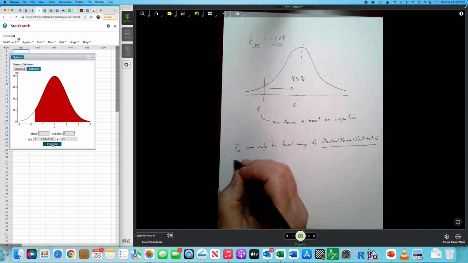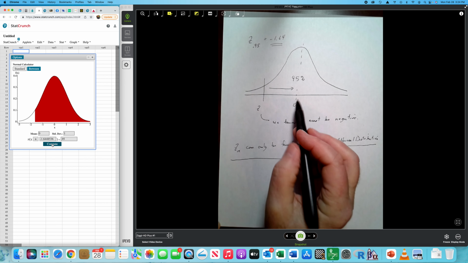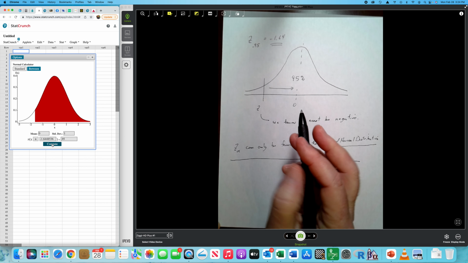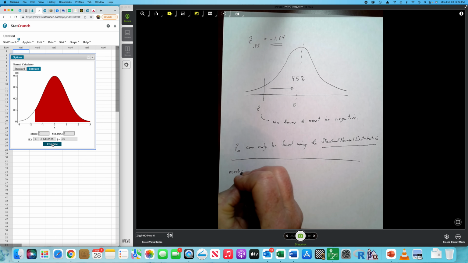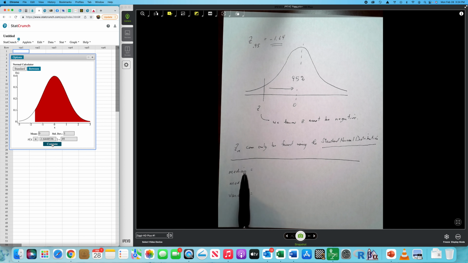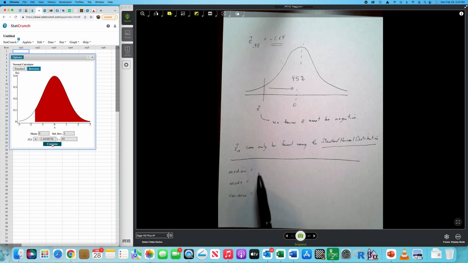Now, I said something earlier that I want to add on here at the end. We haven't talked about much beyond the mean and the standard deviation in a normal distribution. But what would the median be? What would the mode be? And what would the variance be? Well, by definition, the median is the value that's smack dab in the center. So for the standard normal distribution, the median would be 0.